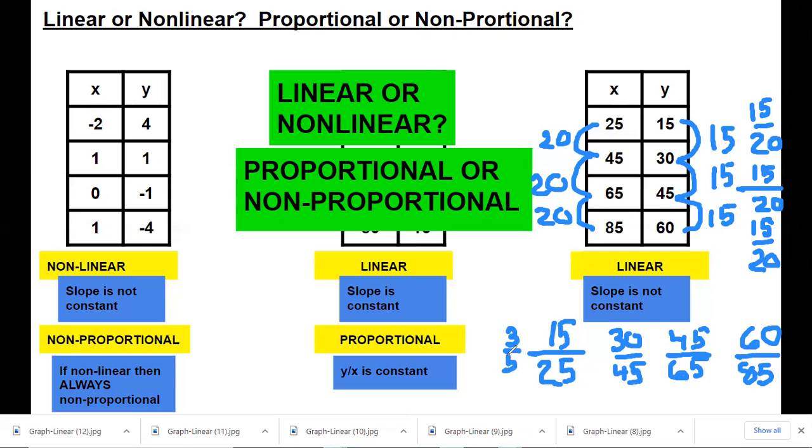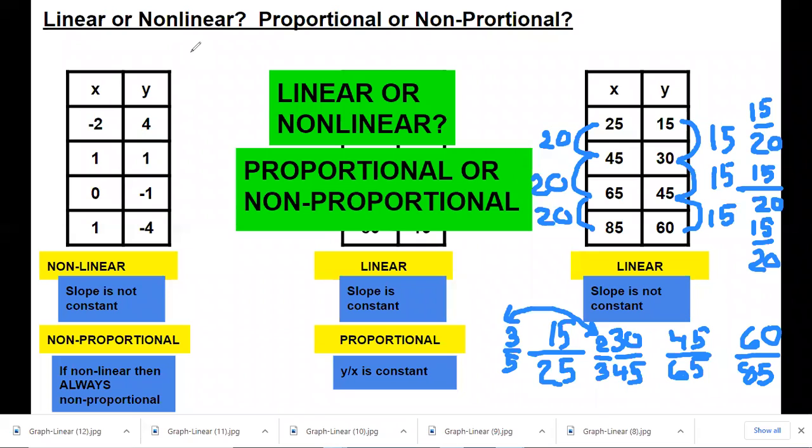If not, it's non-proportional. So if we divide 30 and 45 by 15, I believe 45 divides by 15 3 times. So 45 divided by 15 is 3. 30 divided by 15 is 2. I can already stop. Why? Because 2/3 is not equal to 3/5. So I know that it is going to be non-proportional. So it is linear, but it's non-proportional.